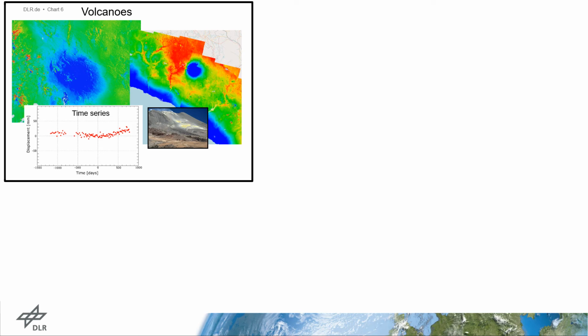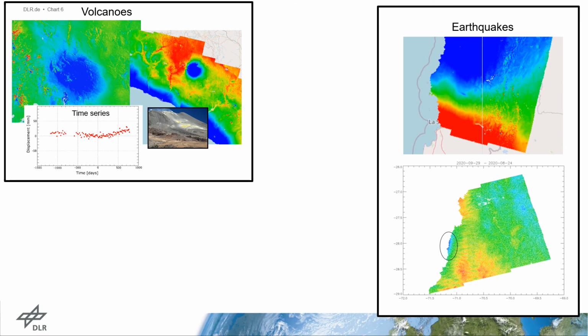I'm going to give you now an overview of the different deformation phenomena that one can find in our dataset. Here are a couple of examples of volcanoes with their typical rounded shapes. And sometimes it's also interesting over volcanoes to look at the time series, because we can see transient phenomena or nonlinearities in the deformation. We also have a couple of earthquakes in the dataset. Here you see one large and one small.